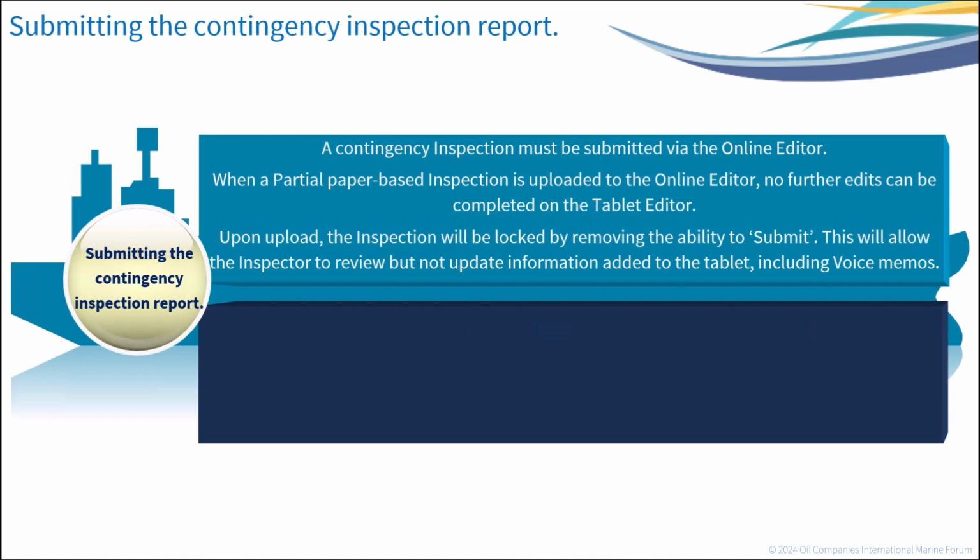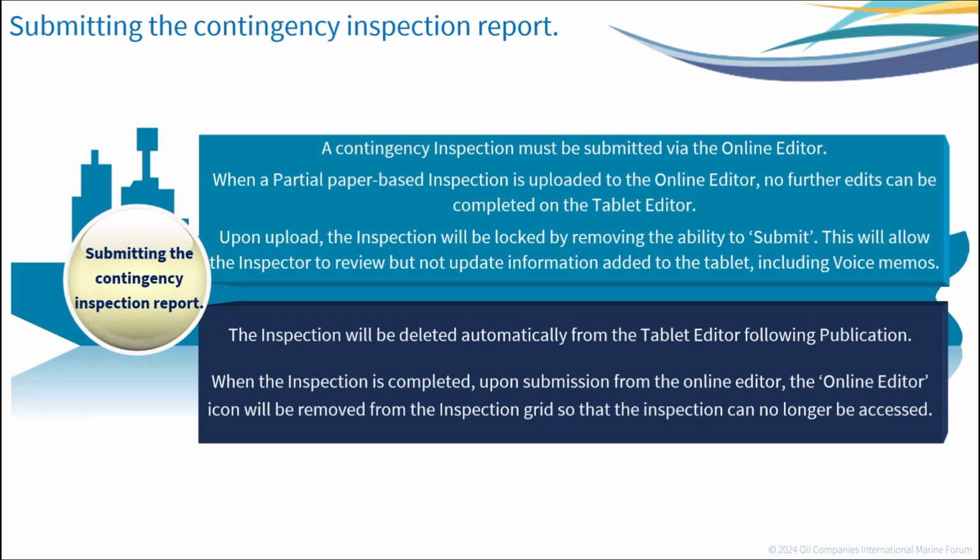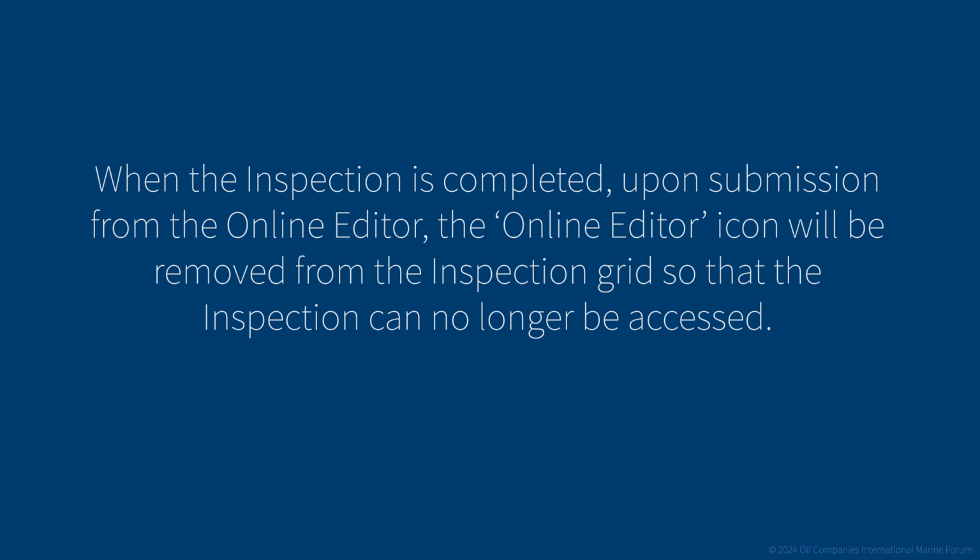A contingency inspection must be submitted via the online editor. When a partial paper-based inspection is uploaded to the online editor, no further edits can be completed on the tablet editor. Upon upload, the inspection will be locked by removing the ability to submit, allowing the inspector to review any information added to the tablet, including voice memos, but not update it. The inspection will be deleted automatically from the tablet editor following publication. When the inspection is completed, upon submission from the online editor, the online editor icon will be removed from the inspection grid so that the inspection can no longer be accessed.